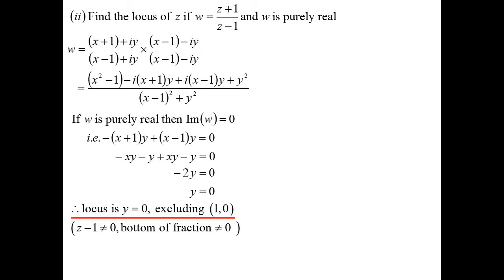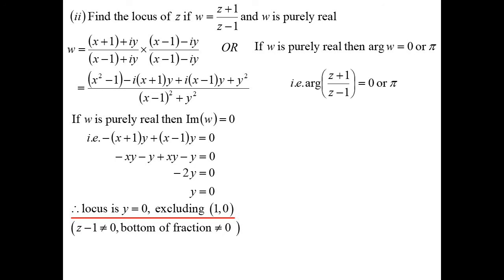There is another way of doing that. Let's use the argument idea. If W is purely real, then the argument is 0 or pi. So the argument of Z plus 1 on Z minus 1 equals 0 or maybe pi. So let's break it up. The argument of Z plus 1 minus the argument of Z minus 1 is 0 or pi.